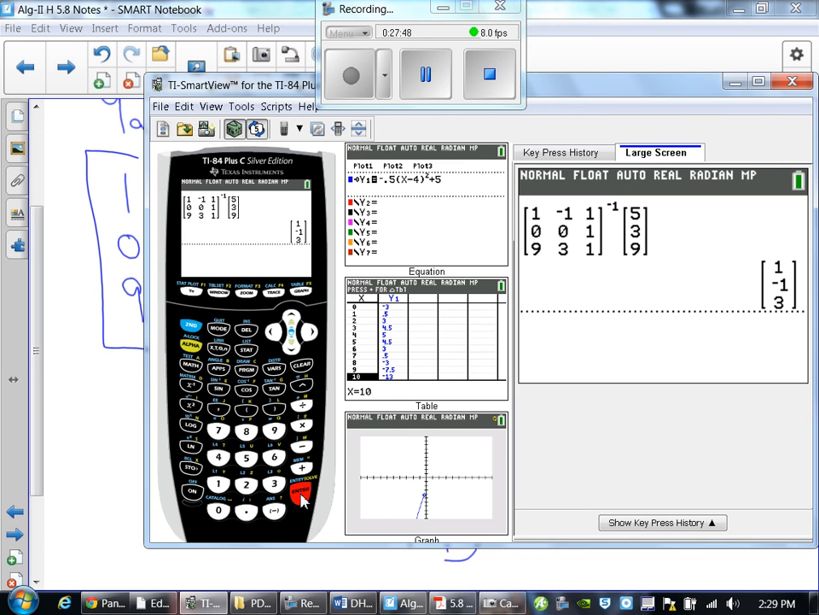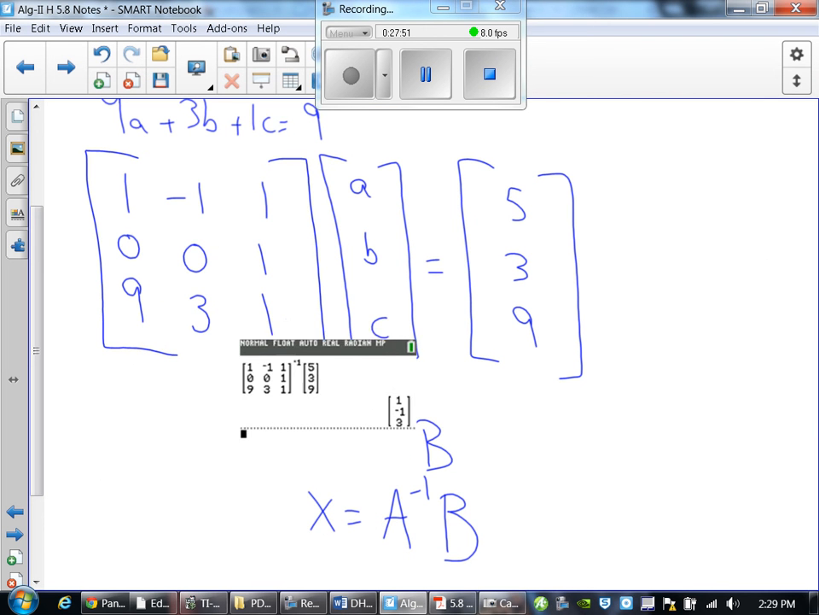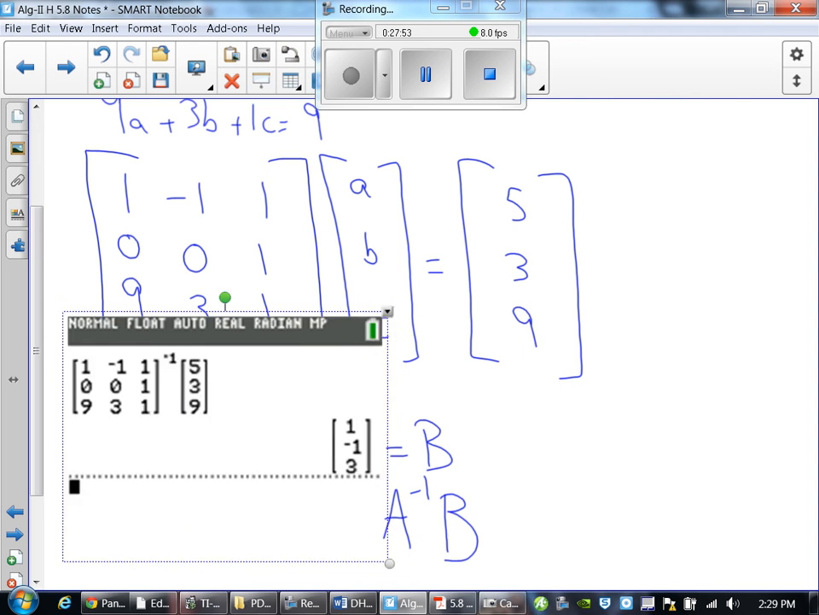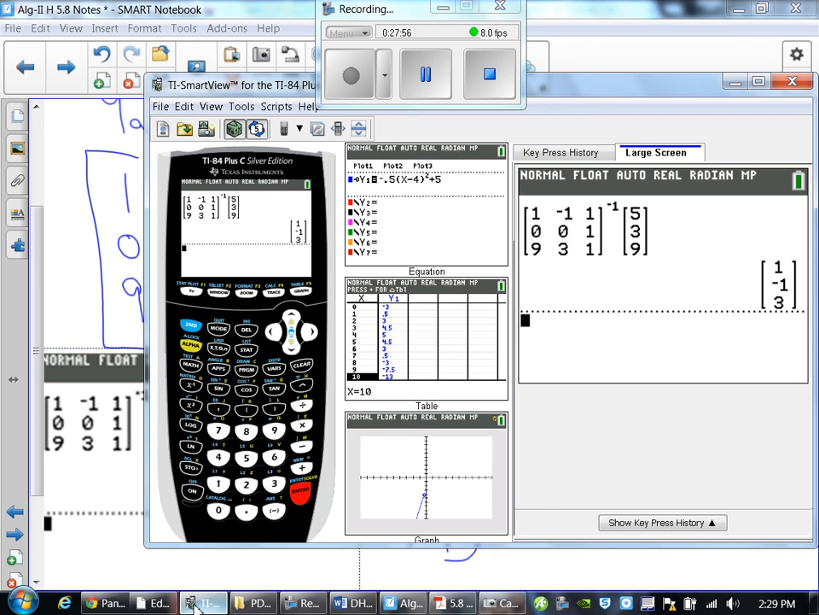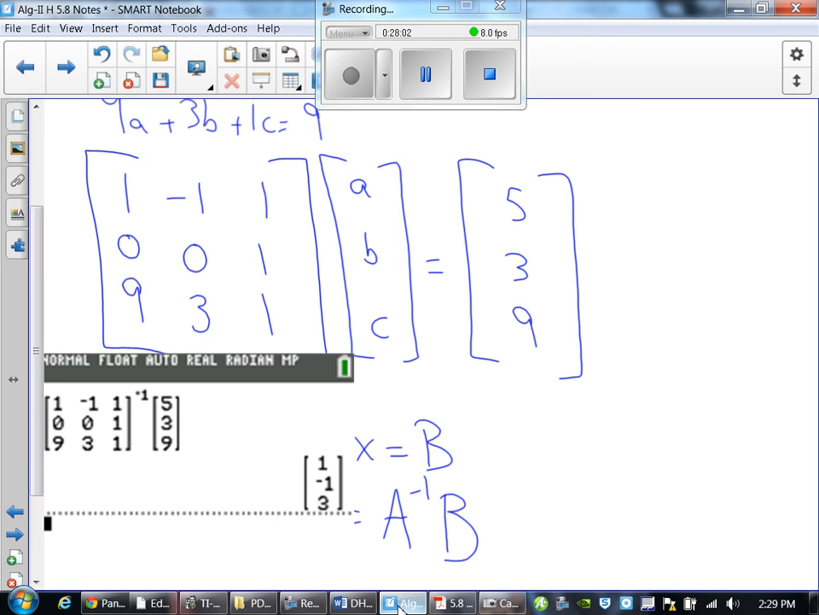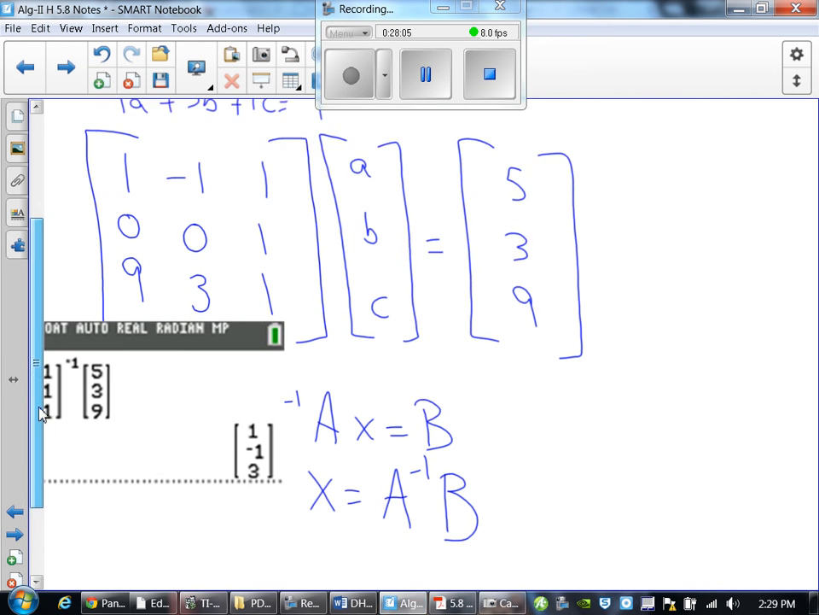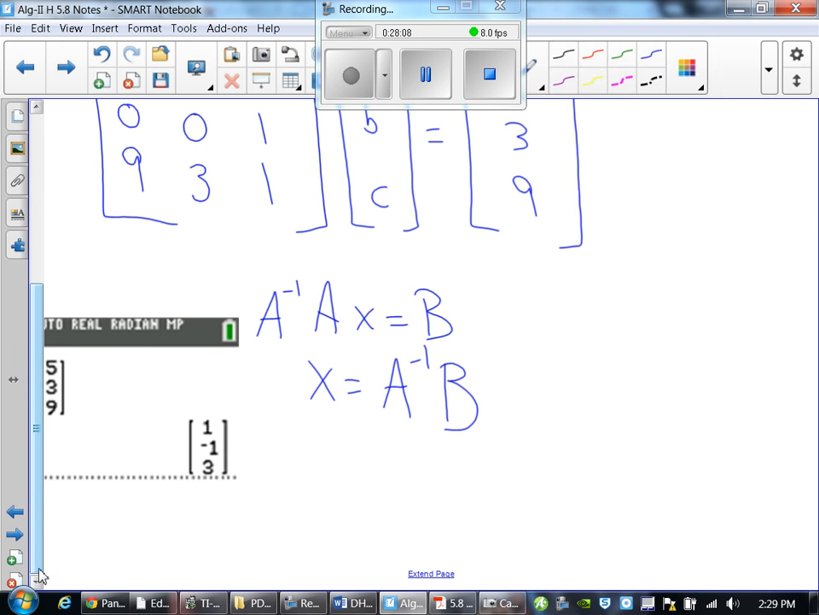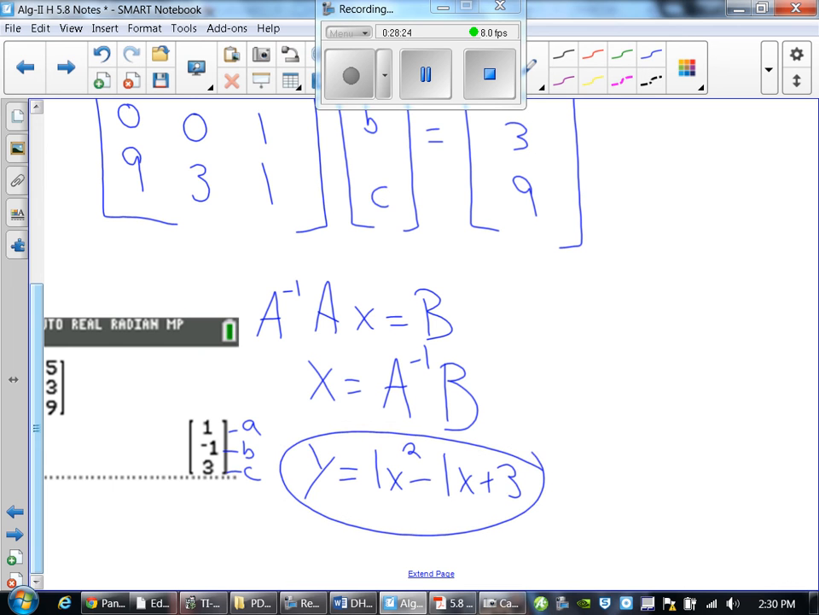What am I going back to? B is 539. So this here now becomes, this is my A value, there's my B value, my C value. So I can write out the quadratic equation. Y equals 1x squared minus 1x plus 3. And that's the equation of the curve that had those 3 ordered pairs.